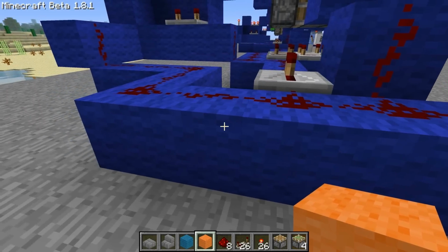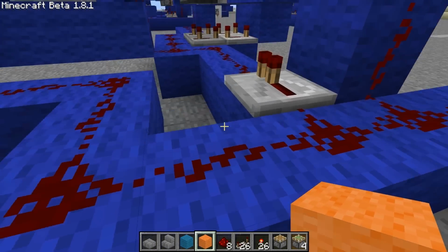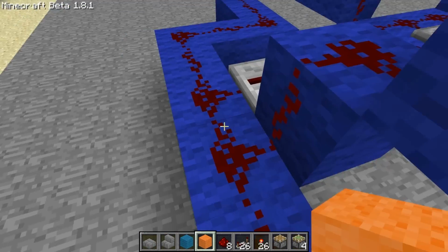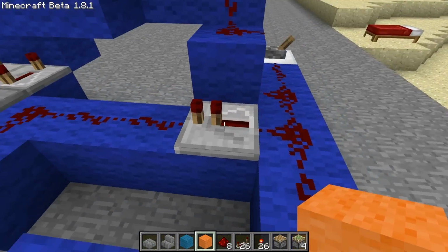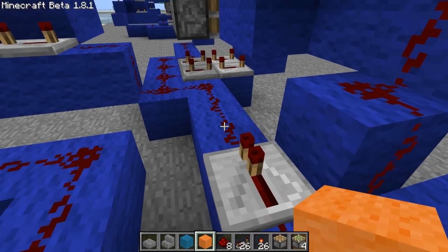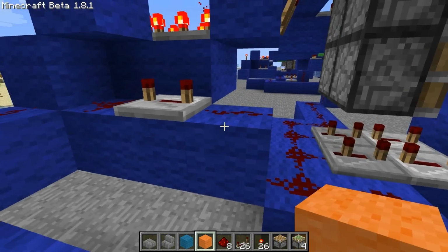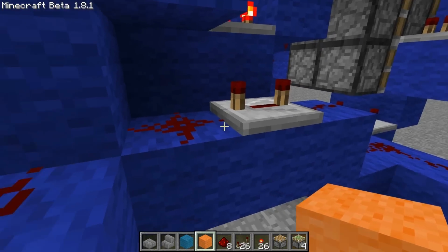The blue wool represents the circuit for this particular section. Now we have a signal coming in here. It's going to go up and into a redstone torch. We also have a signal coming here through a repeater coming around, going up into another repeater. This is set to 4 ticks, also going into the torch.